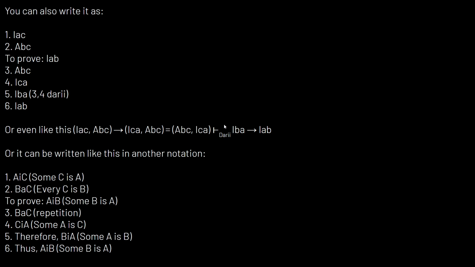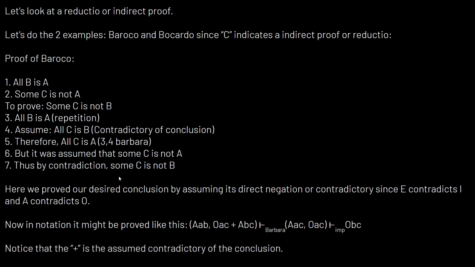Or it can be written in another notation, which I've seen. It's kind of weird, but it goes like this: AIC, BAC, that is some C is A. Obviously, it's predicate then subject, as I've mentioned before. Alright, now let's look at an example of a reductio or indirect proof, or proof per impossibile. So let's do the two examples, Baroco and Bocardo, since C indicates an indirect proof or reductio.